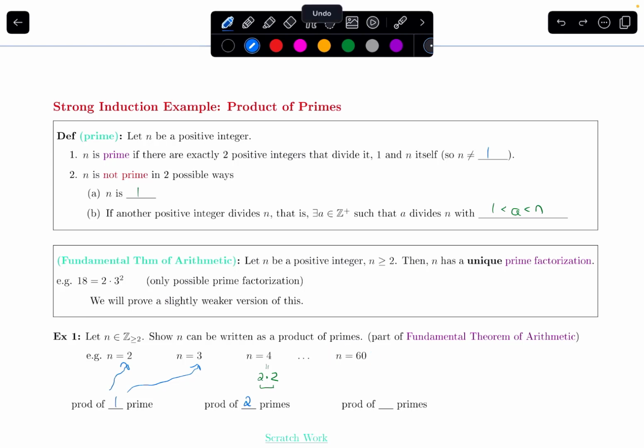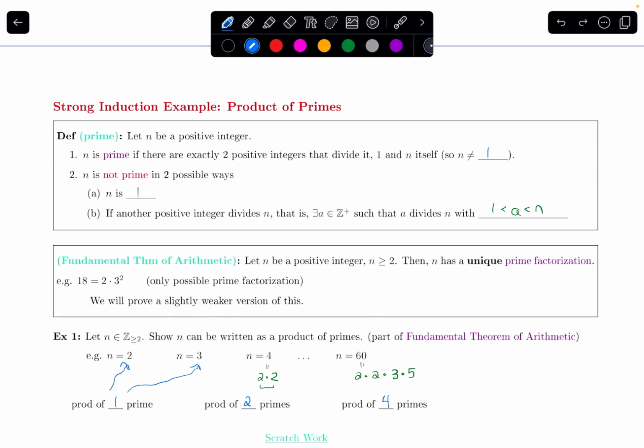Let's do a bigger one. If I look at 60, 60 is 2 times 30, and I can factor a 2 out of 30, and then it's 2 times 15, and 15 is 3 times 5. So that's how I can write 60 as a product of primes. This is a product of 4 primes. And if I were to keep trying other values of n like this, we'd always be able to express them as products of primes in this way. So this seems reasonable in terms of what we expect. That's what the statement is saying.